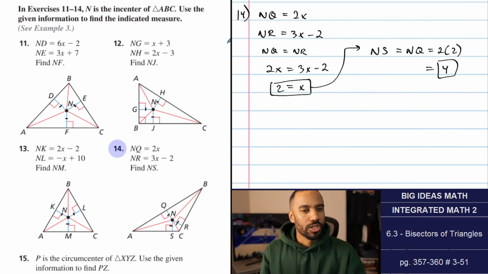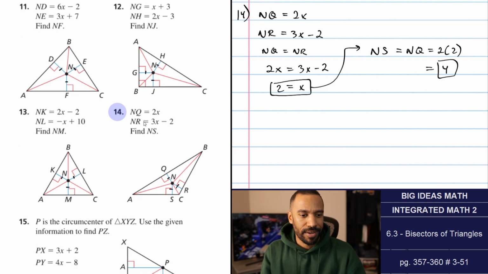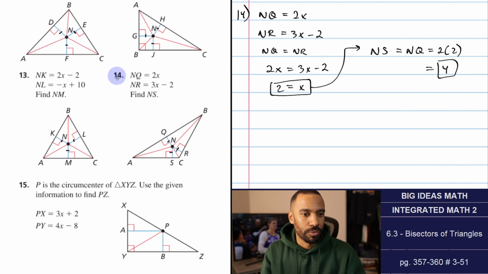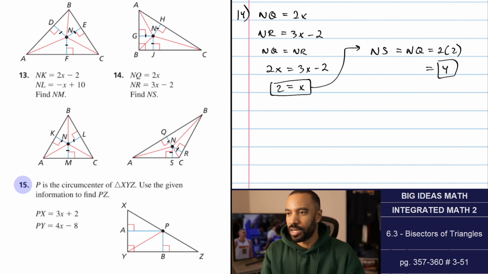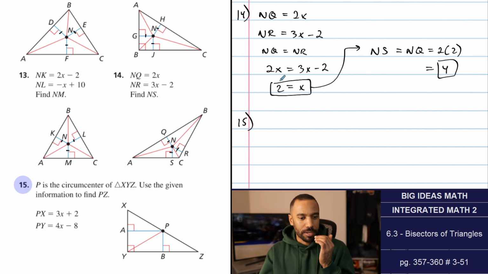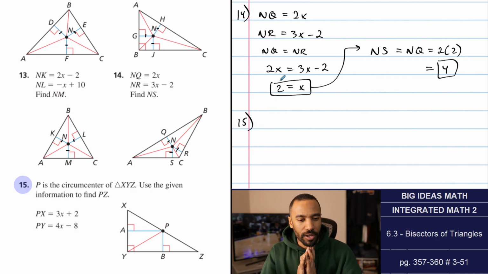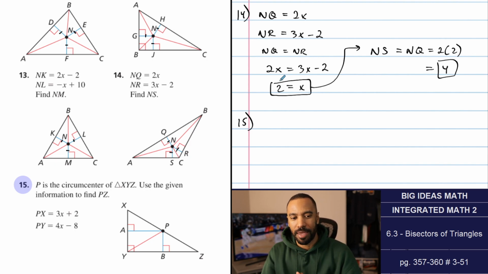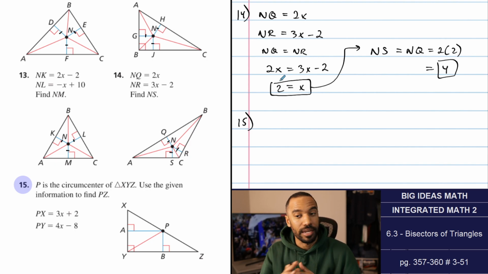So pretty straightforward problems, no trickery even in the algebra on 11 through 14. Now 15 is a different question entirely. It's not within that section bit, but it is about incenters? No. It's about a circumcenter. P is the circumcenter of triangle XYZ. Use the given information to find PZ. Okay, now we're cooking with something.